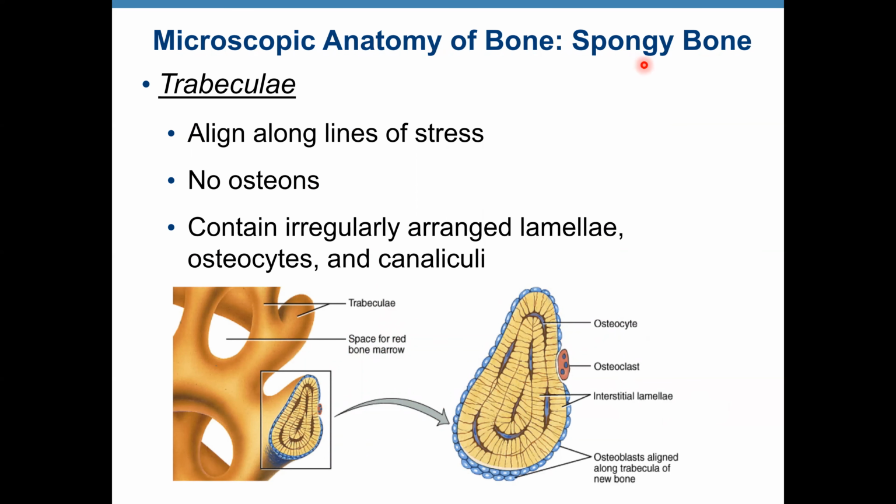If you look at spongy bone, it is made from trabeculae. Trabeculae are a long line of stress. They do not have osteons. However, they do have lamellae. So here you see the lamellae, they are not that nice and circular, but those are structures made from bony matrix. And what is inside? Again, we have osteocytes inside the lacunae. And we do have canaliculi.